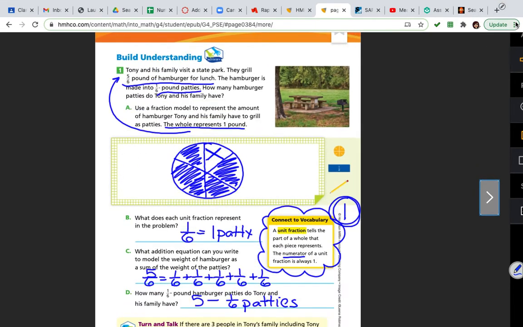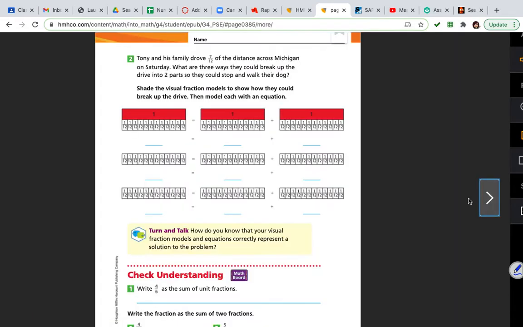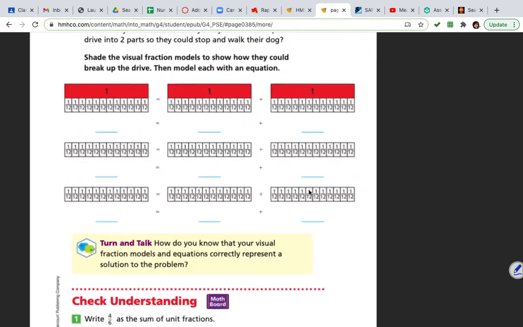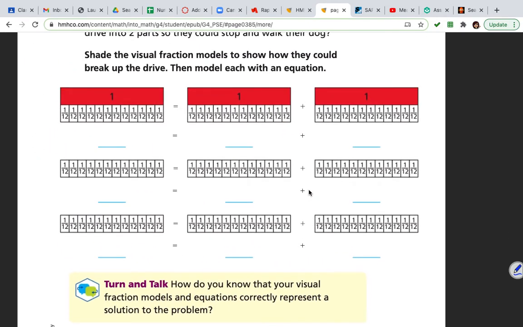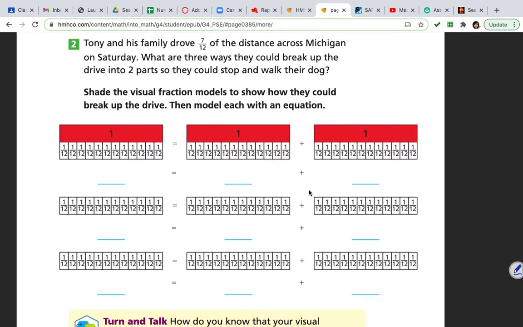On the next page, looks like we're going to do some shading in for this problem. So at the top of the page, number 2, it says Tony and his family drove 7/12 of the distance across Michigan on Saturday. So 7/12, and they've got models for us. So 7/12 is going to be the fraction we're working with.